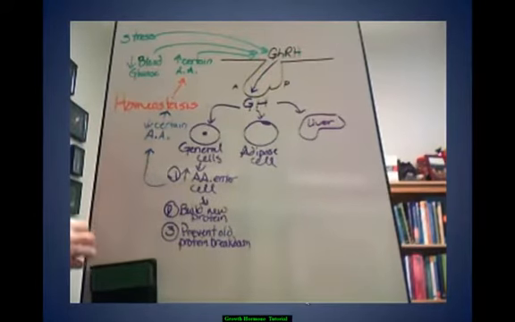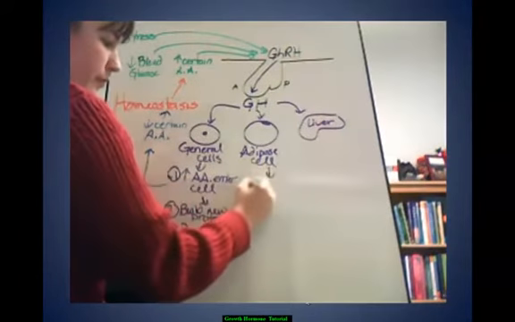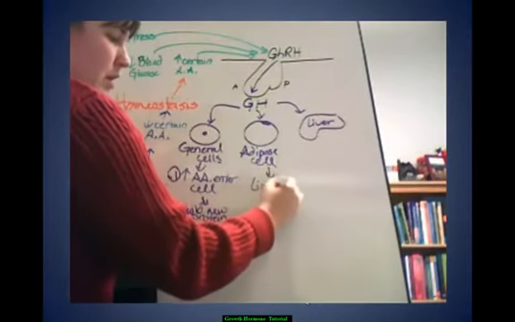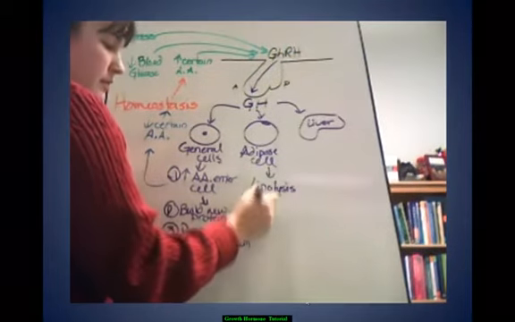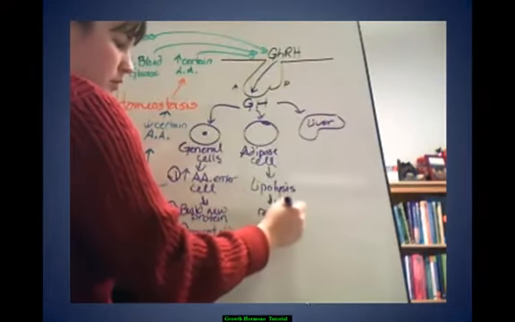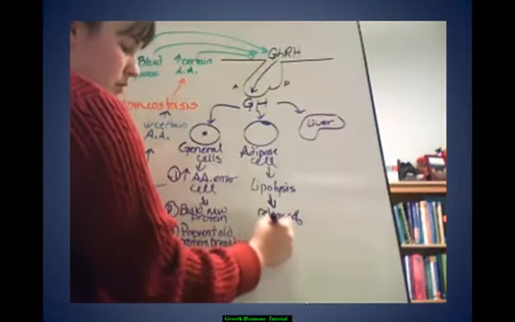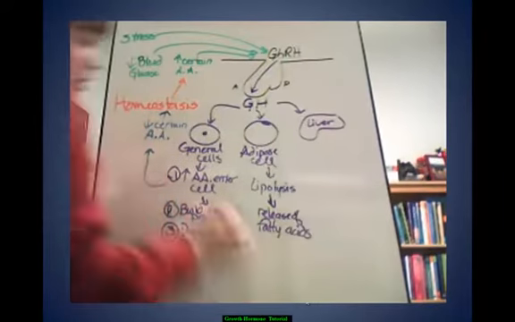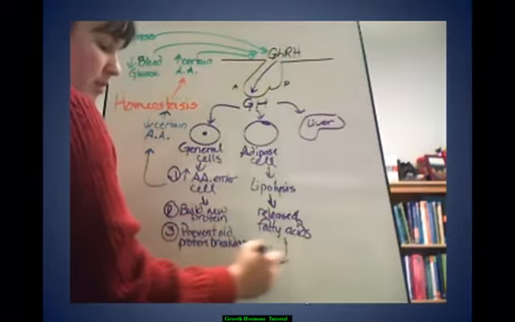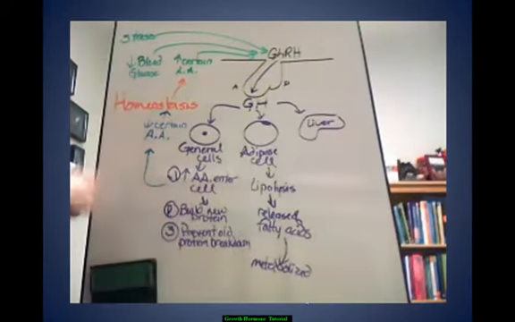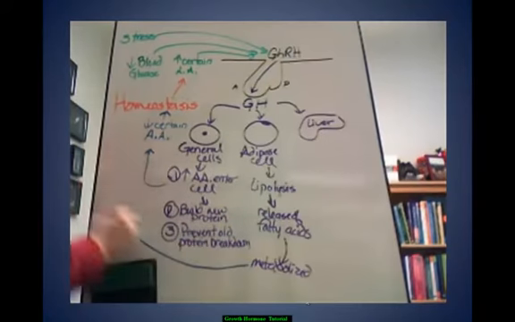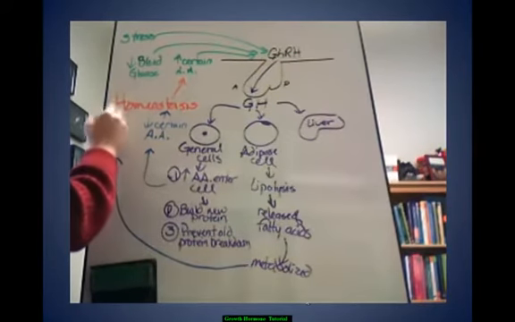Now the adipose cells are going to respond to growth hormone by undergoing lipolysis. This is going to cause the breakdown and the release of fatty acids. Those fatty acids ultimately are metabolized and will cause an increase in blood glucose.